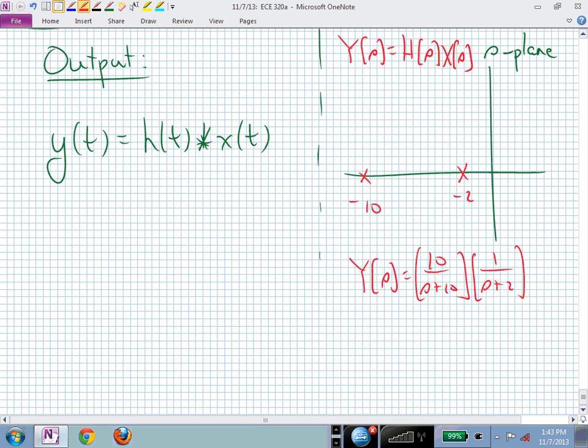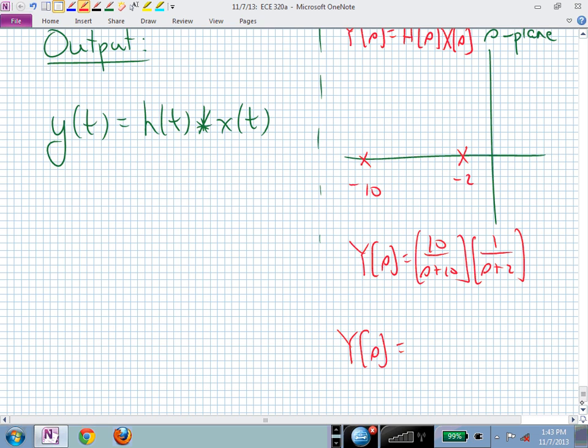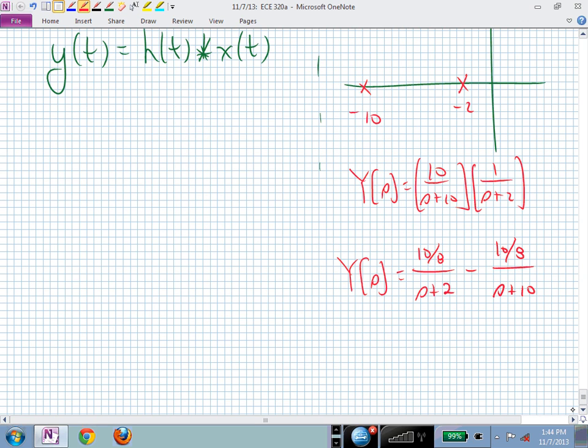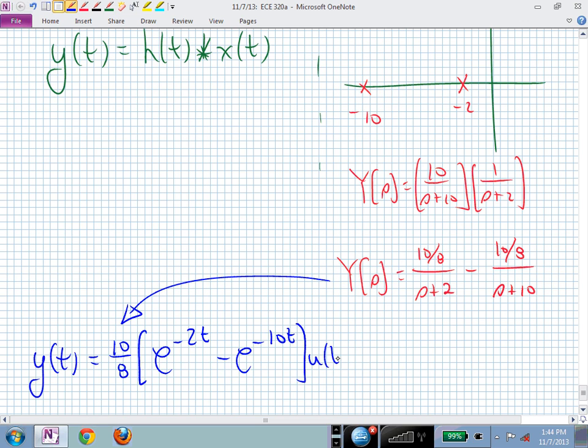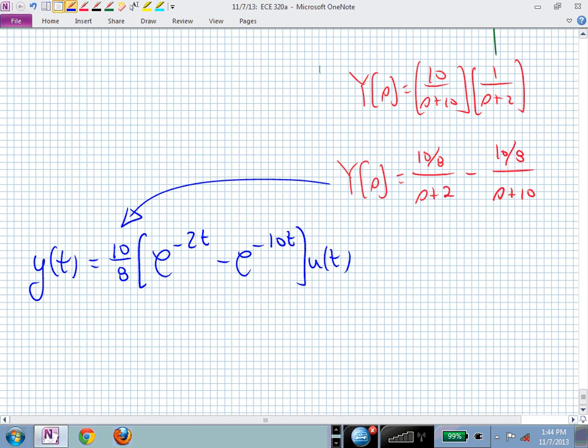Now do you know what the output is going to be? How would you find capital Y of S to find Y of t? You would do a partial fraction expansion, wouldn't you? If you did that on your calculator, hopefully you'll see something like the following: 10/8 over S plus 2 minus 10/8 over S plus 10. Now can you tell me what Y of t is? You know what that looks like. You have e to the minus 2t, and taken away from that is e to the minus 10t.